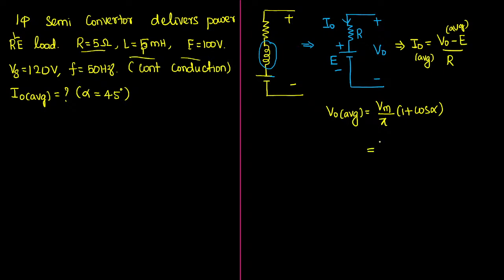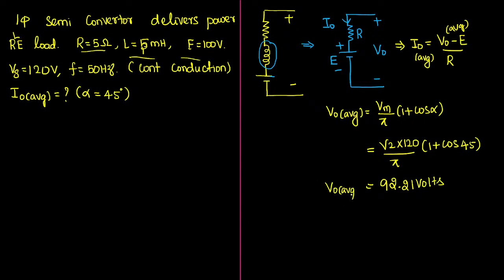So now here, what is the maximum voltage? Maximum voltage is root 2 times the supply voltage. Supply is given as 120, upon pi into 1 plus cosine 45 degree. Cos 45 is 1 by root 2 as usual, so 1 by root 2 equals 0.707, plus 1 gives 1.707. Now let me reduce it: root 2 into 120 into 1.707, and we divide it by pi. What you'll be getting is 92.21 volts. So this is the value of V naught average we got.